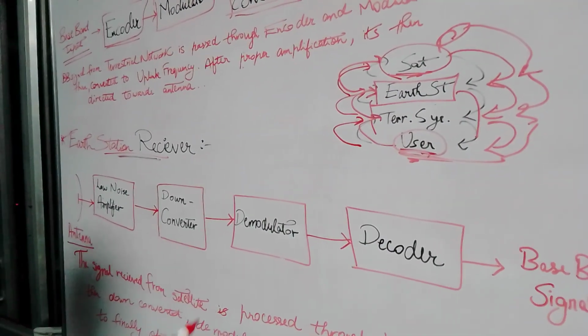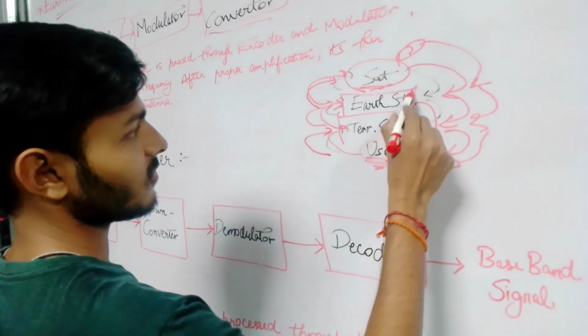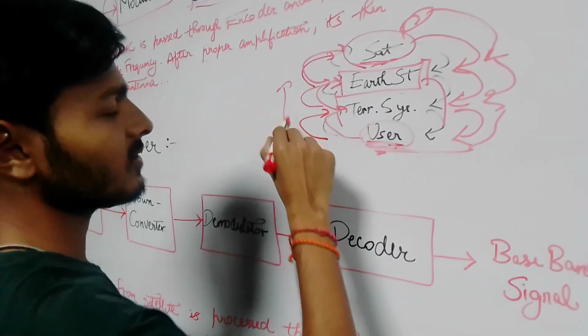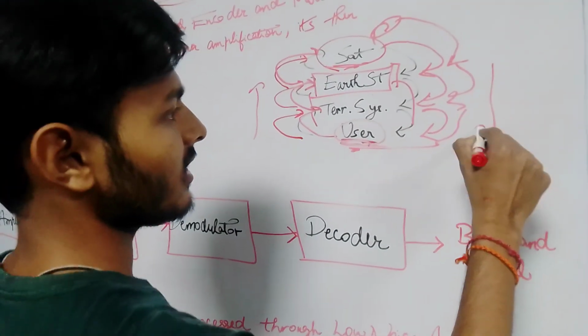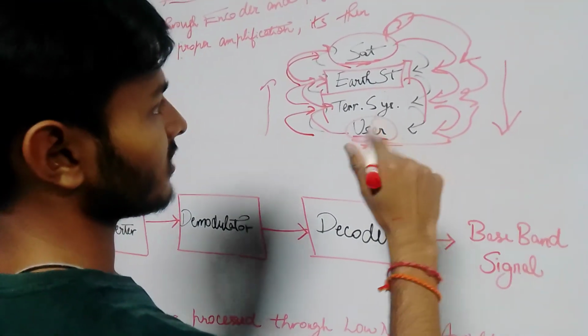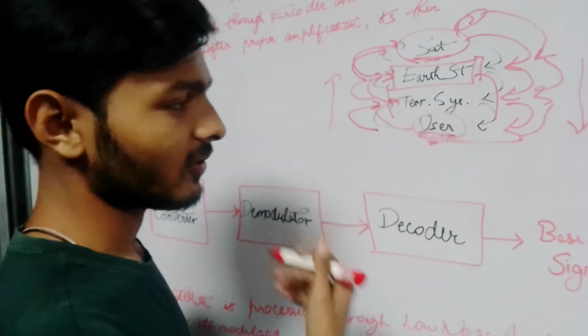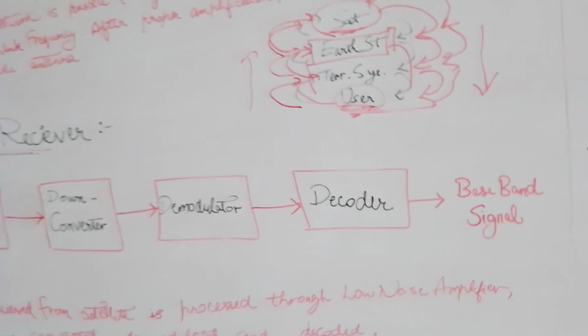Now, it is also to be noted that the earth station comes up two times, one time in the transmitting time and one in the reception time. Both times the earth station has different circuitry, which we are going to discuss in today's lecture.